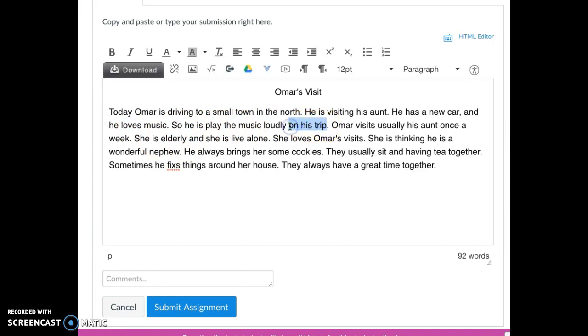So he is play the music loudly on his trip. We're back to his trip now, and he is play. That's what I call a monster verb. There's no verb that looks like that with be plus base form, no. So he is playing or he plays. Are we talking about right now or are we talking about a habit? We're talking about right now, so we'll say he is playing.